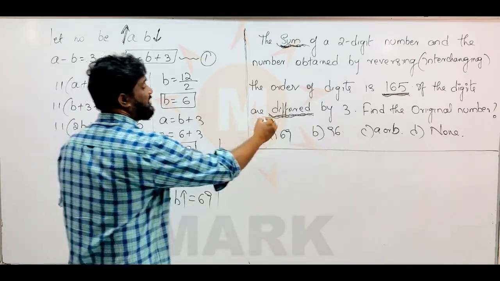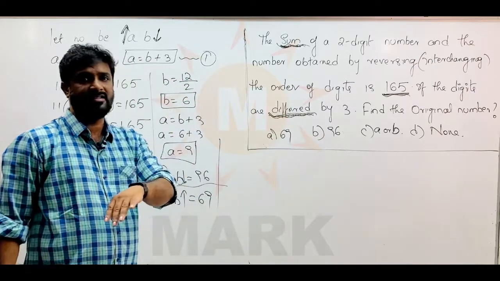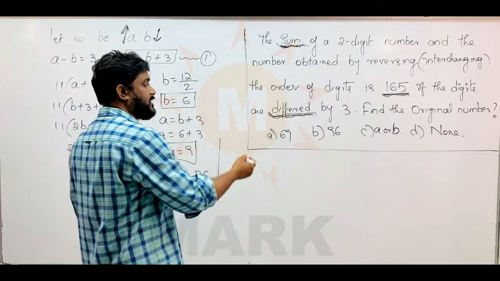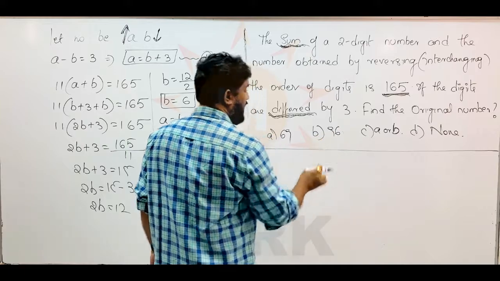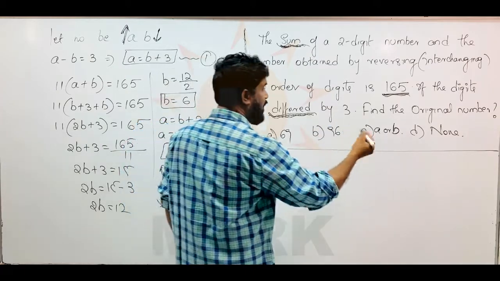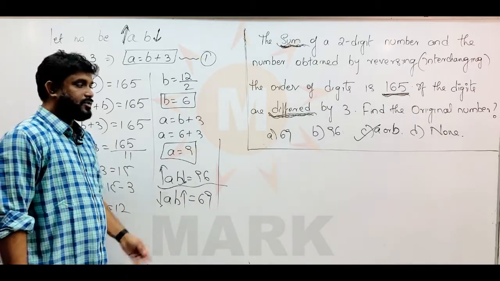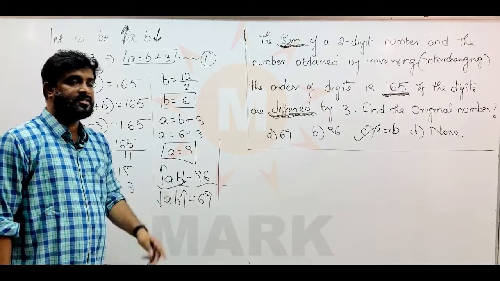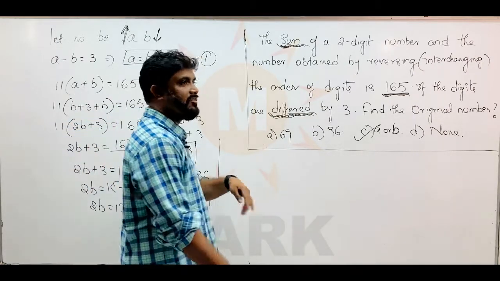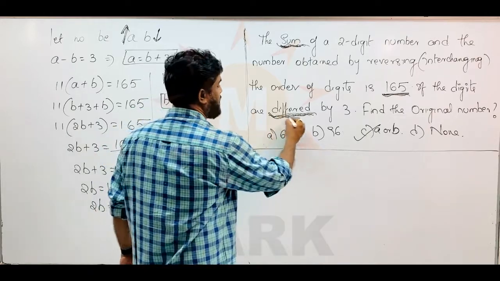Why? Because it is given "differ". It is not given greater than or less than. It can be anything. So the answer can be 69, can be 96. So the proper answer is that it can be A or B. Why are we getting two answers for this? Because in the question it is not given greater than or less than, it is given "differ by 3".